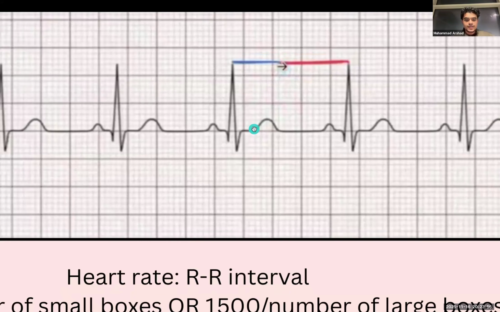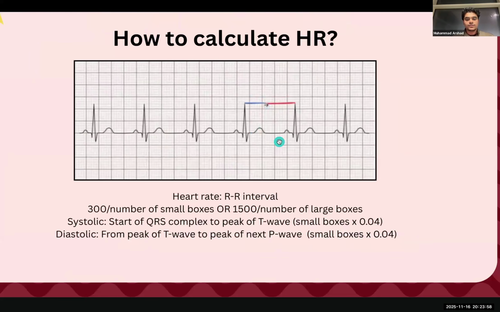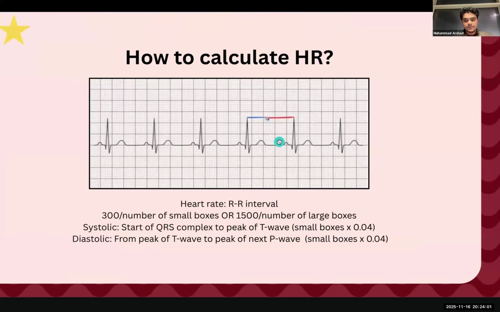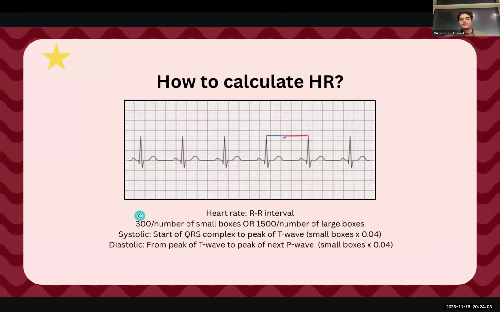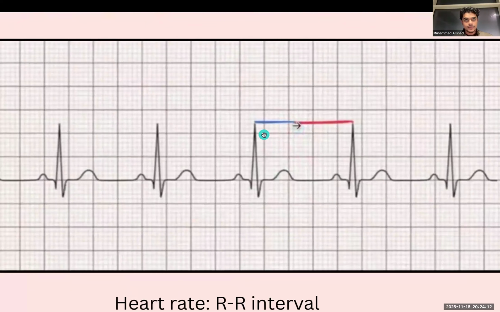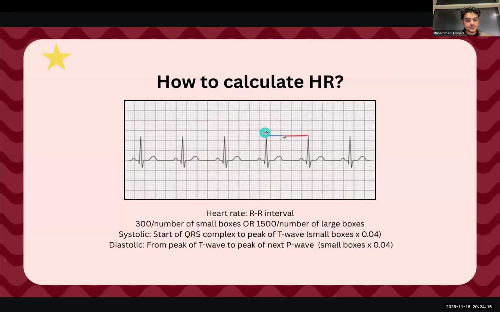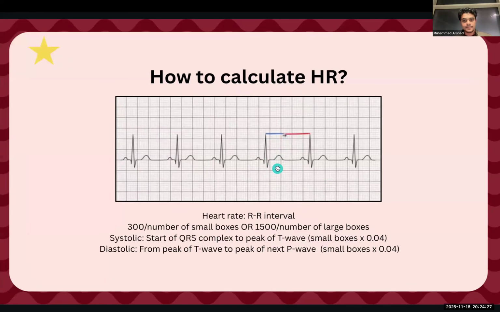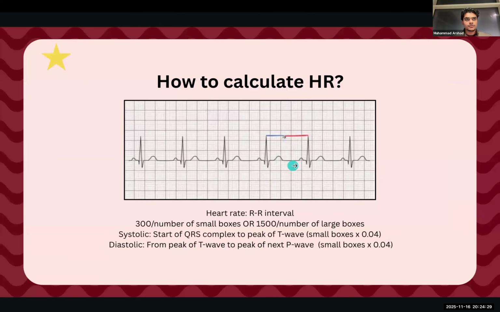And something else that's important to note is that, again, systole is between the start of the QRS complex and the peak of the T wave. So if you want to calculate the time that systole took, you would count the number of small boxes and multiply it by 0.04 because each small box is 0.04 seconds, okay? And then diastole is from the peak of the T wave to the peak of the next P wave. And again, you would count the number of small boxes and multiply by 0.04 to get the number of seconds that the diastole took.